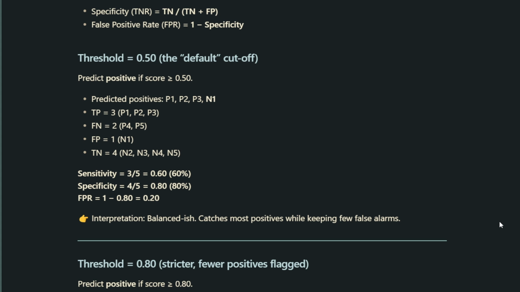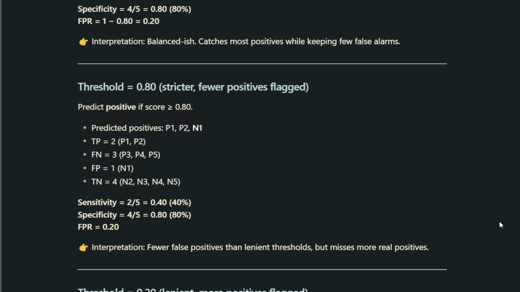Threshold is 0.50. Predicted positives are P1, P2, P3, and also N1. That gives us 3 true positives, 2 false negatives, 1 false positive, and 4 true negatives. Sensitivity comes out to 3 by 5 equals 60%, and specificity is 4 by 5, which is 80%. Interpretation: not bad. It catches most positives while keeping false alarms fairly low.